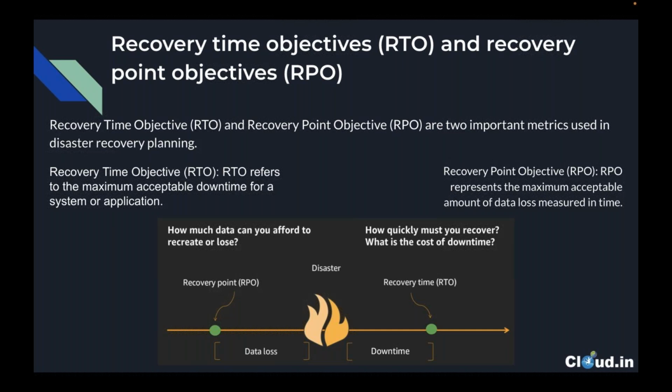So the factors that basically influence RTO include the complexity of the system. The more complex systems may require additional time for recovery. So obviously, if you have a lot of complexity in your system, you will require a bit more time to recover.